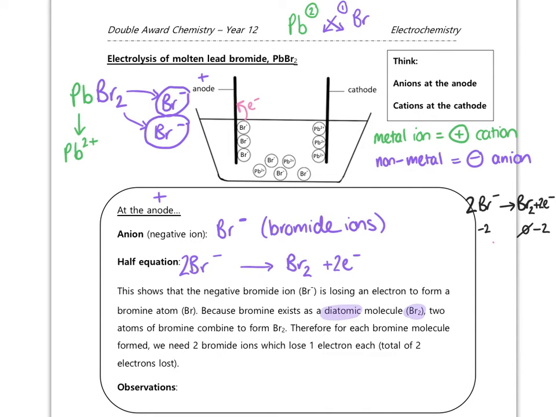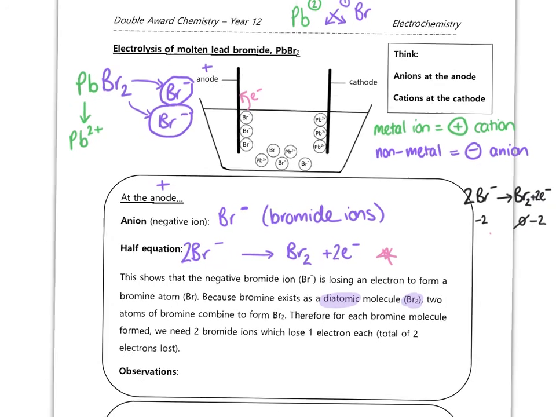So half equations are a little tricky, but essentially you're thinking what needs to happen to this ion for it to become an atom. But where we have the likes of bromine or chlorine or oxygen, we need to remember that they're diatomic molecules. And so actually we need 2 of our bromide ions to make 1 molecule of bromine. That half equation is really important, and you need to be able to be confident in writing that half equation even if you're just learning it off.